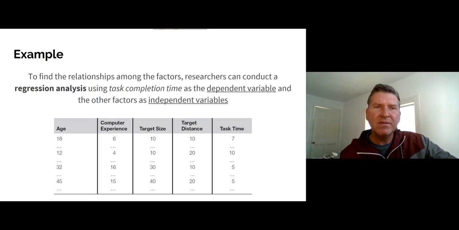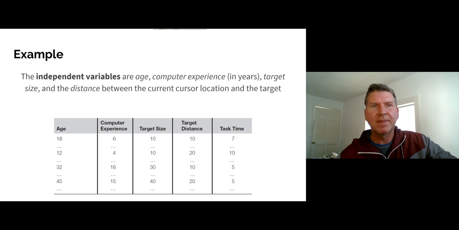So to find the relationships among these factors, we conduct some kind of regression analysis using the task completion time as our dependent variable and others as our independent variables. So we would have, in this case, 4 independent variables and 1 dependent variable. The independent variables are age, computer experience, the target size, and the distance. And we would go off of what we know in the literature or our own observations to determine which of these we evaluate first in our model.